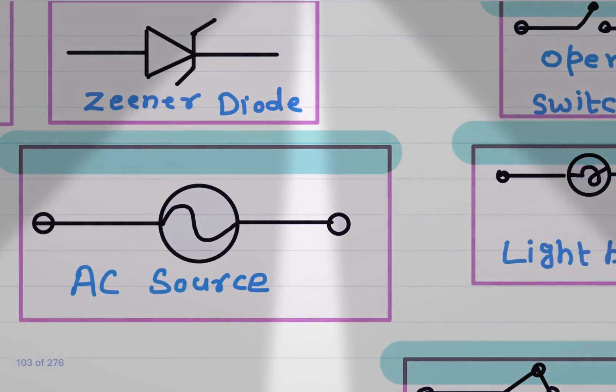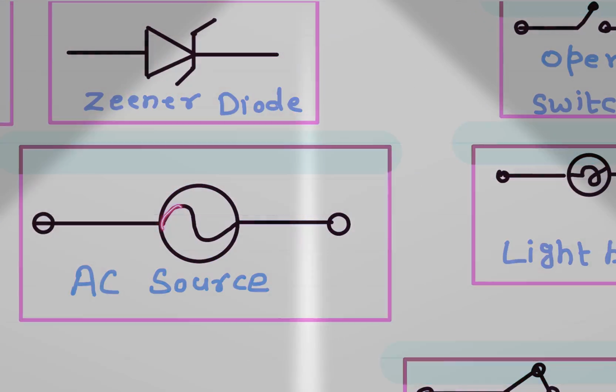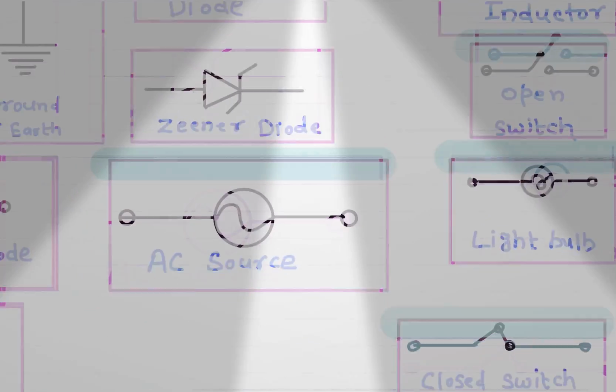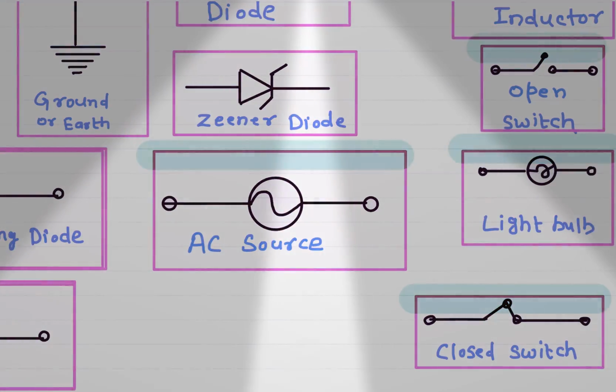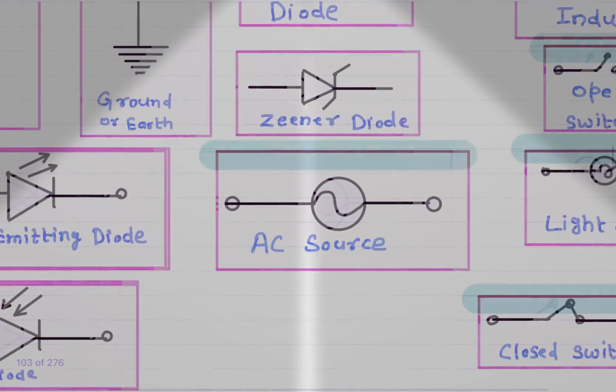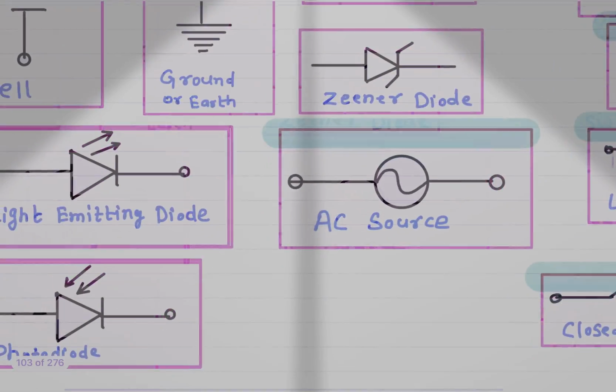And this one is an AC source here. That means the voltage, the current is varying with respect to time. It is fluctuating with respect to time. So this is an AC source.